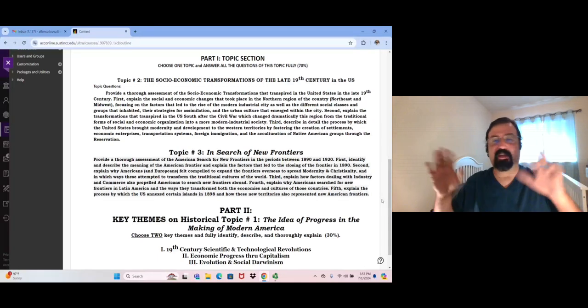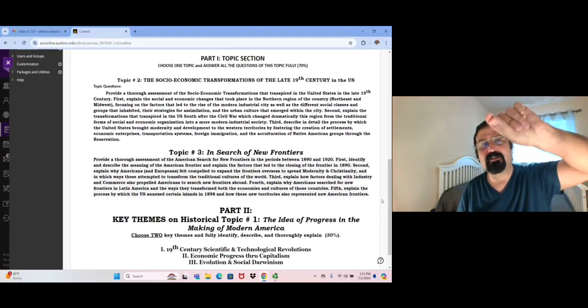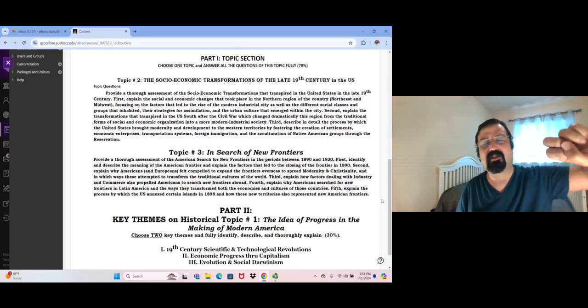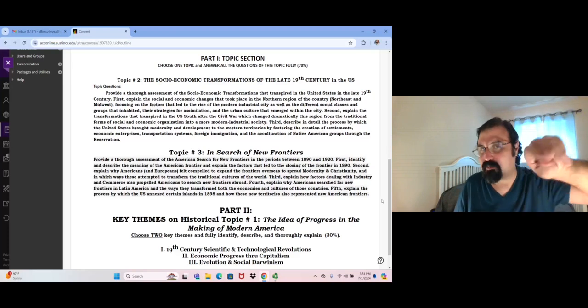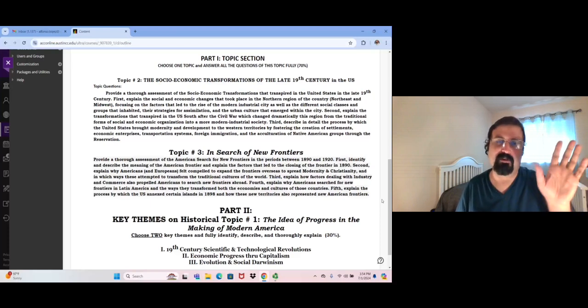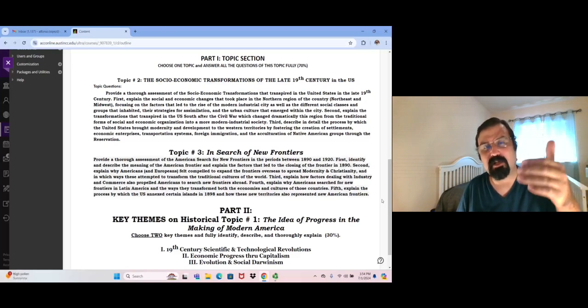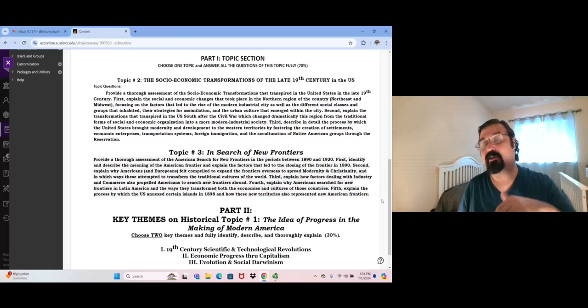The way you format this is by stating, this is part one, the title, and you can write the name of the topic, for example, In Search of New Frontiers. You choose topic number 3. And what you're doing here is following a question and answer format. So write the question first and then the answer below. And try to answer each question as fully as possible.